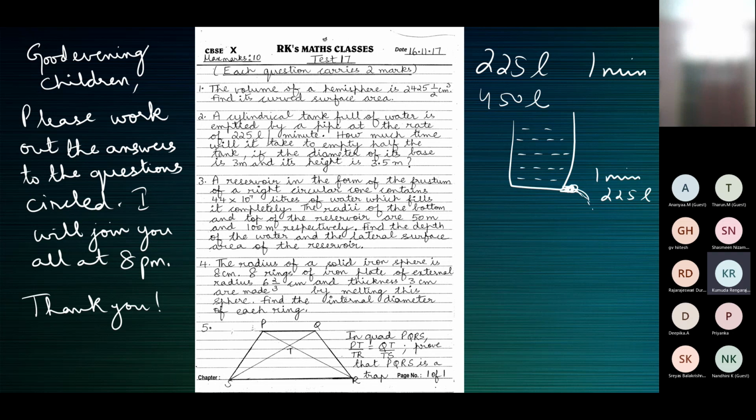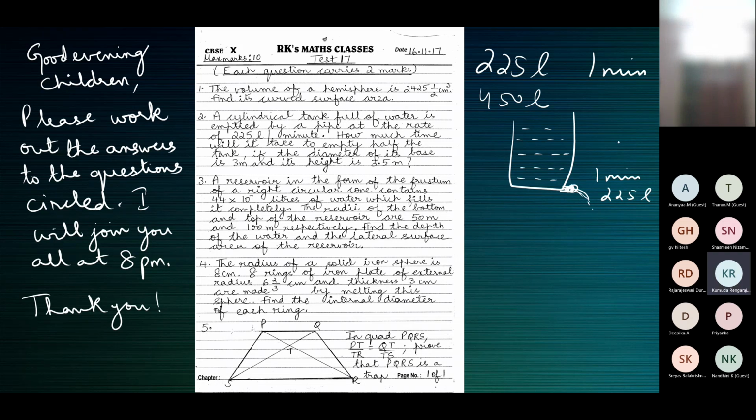Now, what is the question? So this is the speed of water. 225 liters of water will flow out in 1 minute. This is the speed or the rate at which the water flows out of the emptying pipe.